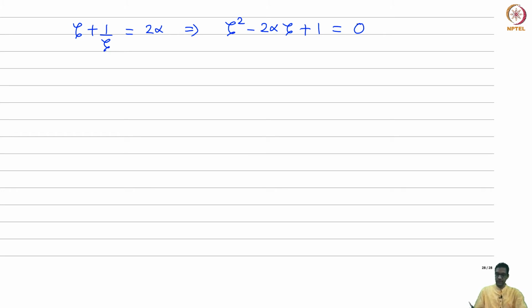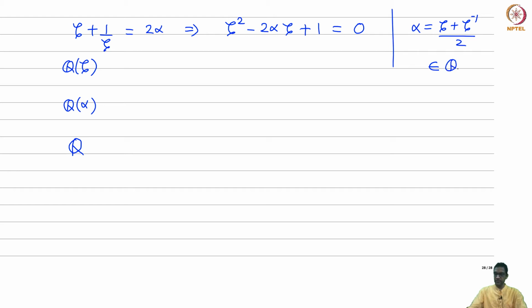In other words, if you think of Q, and you look at the cyclotomic extension Q(zeta), and you look at Q(alpha) here, observe alpha is zeta plus zeta inverse by 2, which means of course that alpha belongs to Q(zeta). This is certainly an element in the field Q(zeta), because if zeta is there, zeta inverse is there. So it's an intermediate field. Q(alpha) is between Q and Q(zeta), and this equation says that zeta satisfies this quadratic polynomial.